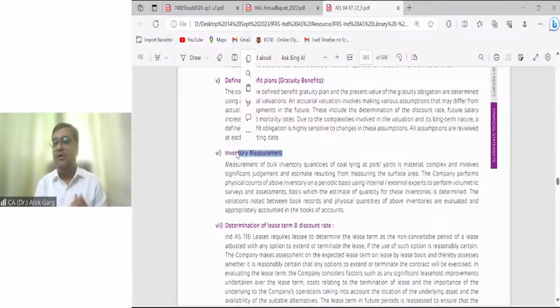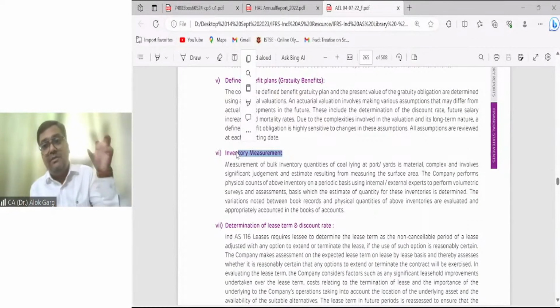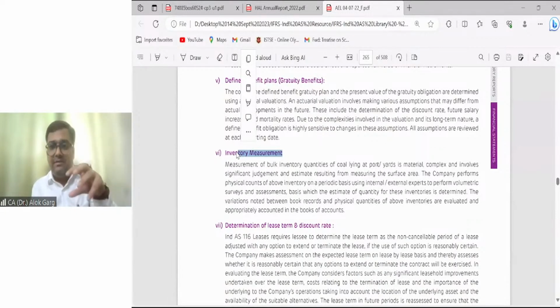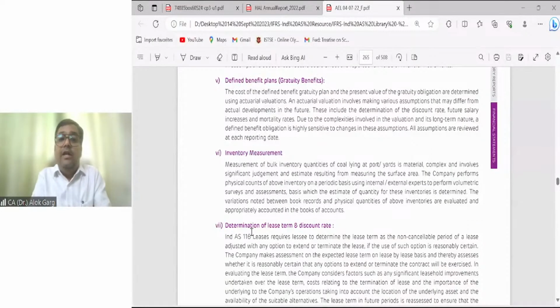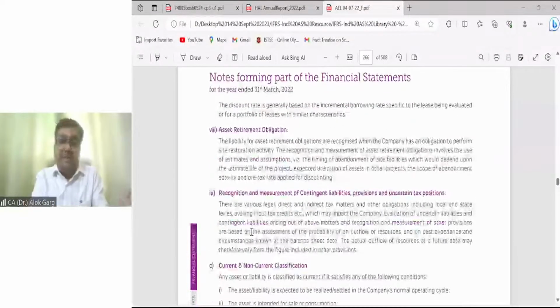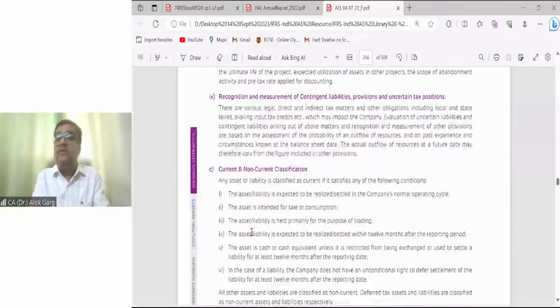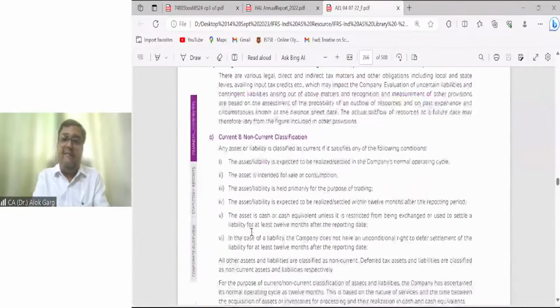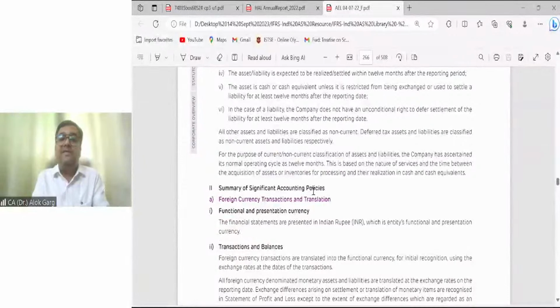What is net realizable value? It is not a market value. It is an estimated selling price minus estimated cost of completion minus estimated cost to sell. So again, it is an estimate. Lease term and discount rate, again, it's an estimate. Asset retirement obligation, it's an estimate. Recognition and measurement of contingent liability, again, estimate. So you can see before accounting policy, they have given a lot of estimates.